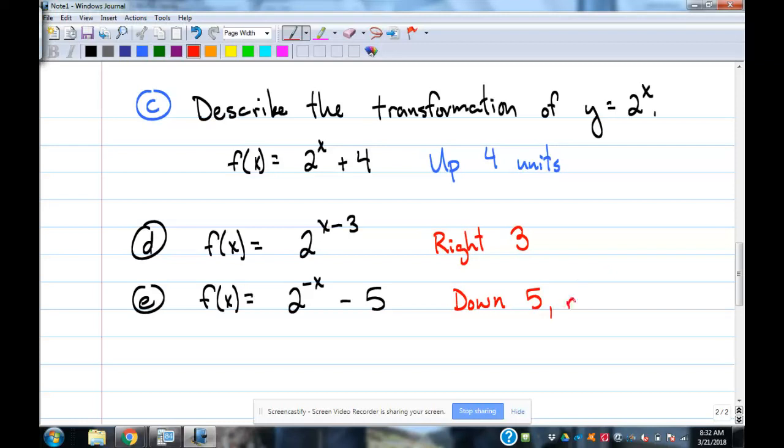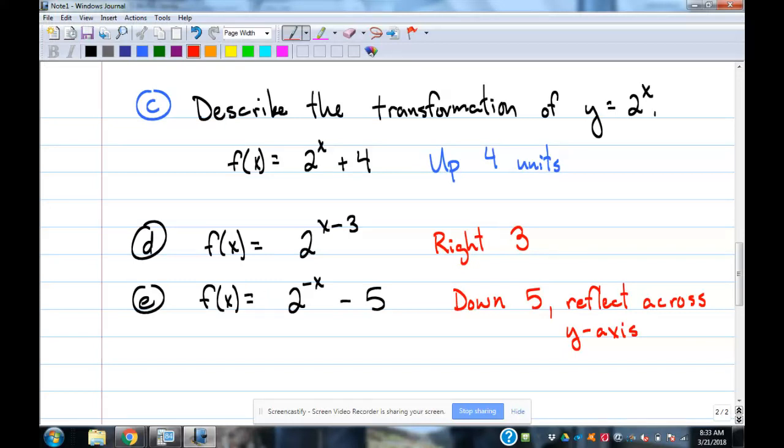Okay, so reflect across the y-axis. If the negative were down here in front, like in front of the negative 2, that would be a reflection across the x-axis. If it's with the x, it's going to be a reflection across the y-axis because it's going left to right. The negative in front would be up and down because it's on the outside. Basically, that's the way you want to think about that. So this one goes down 5 and it's reflected across the y-axis.